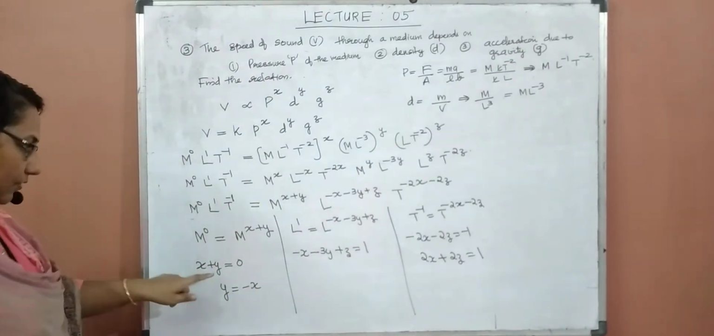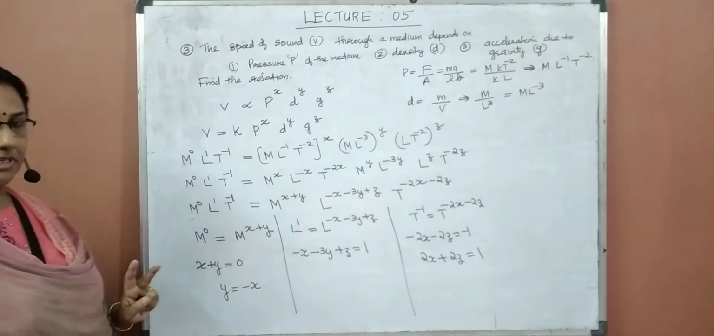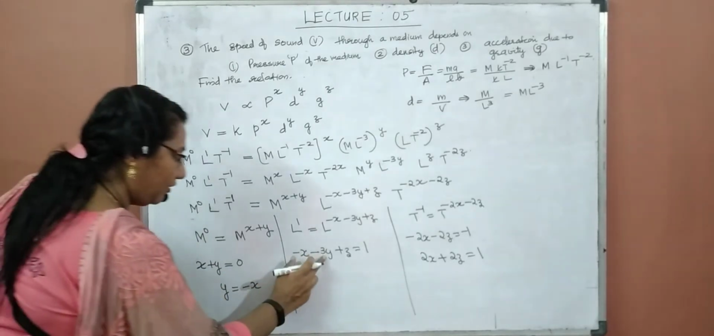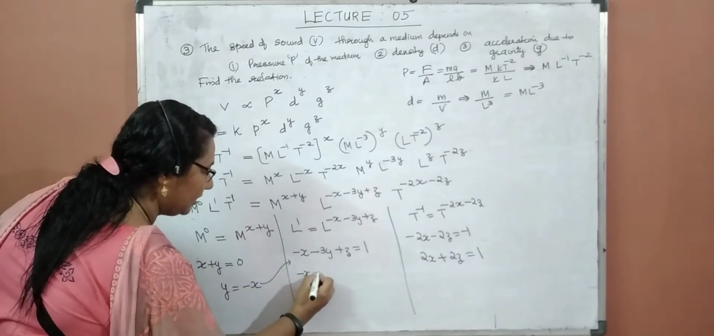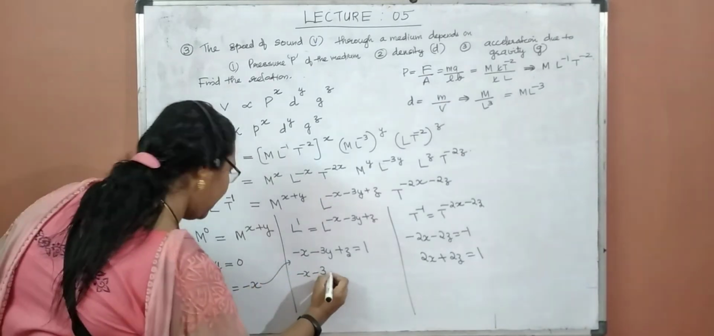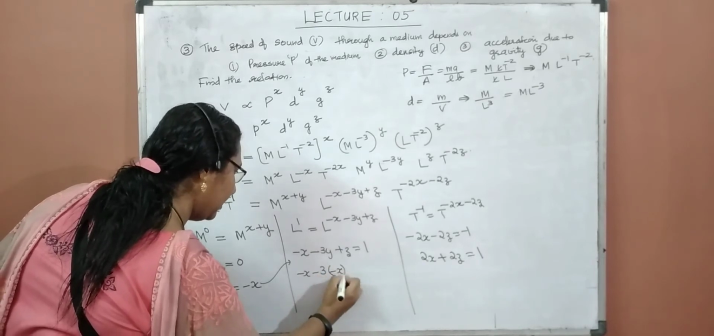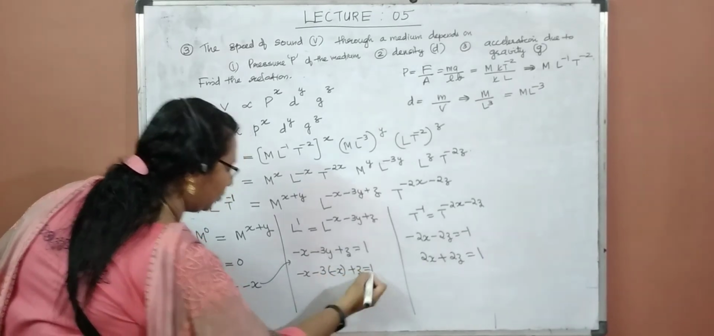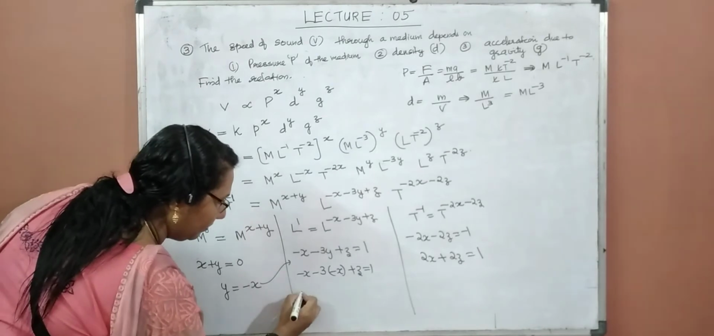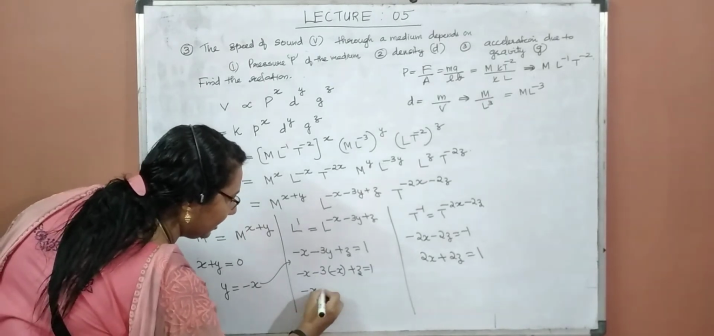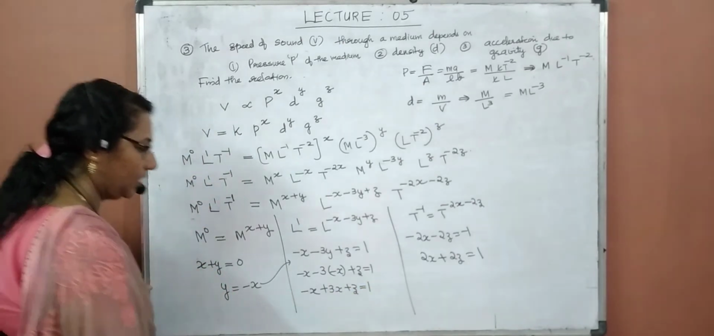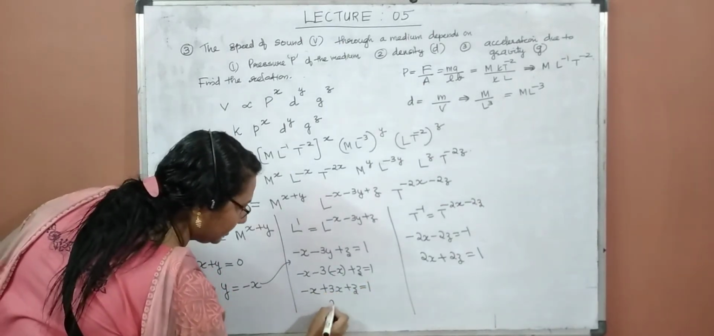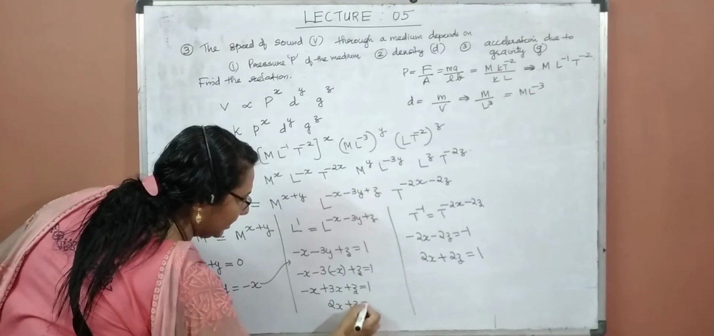Is it clear? y is equal to minus x. So it is correct. Providing the value of y here, putting this value here, minus x minus 3 into y becomes minus x again, plus z is equal to 1. Then minus x plus 3x plus z is equal to 1. Minus x plus 3x, 2x plus z is equal to 1.